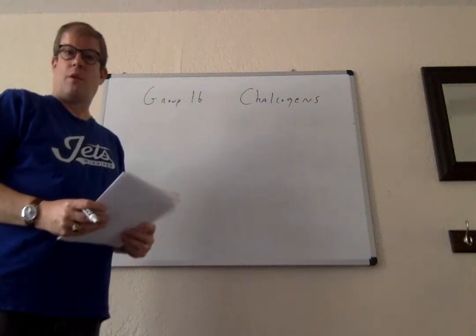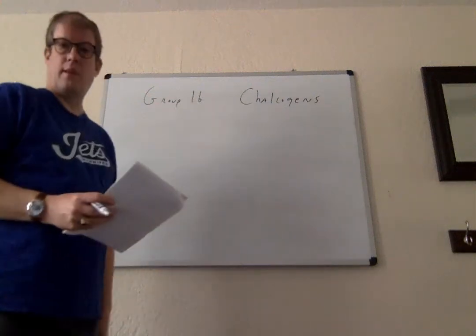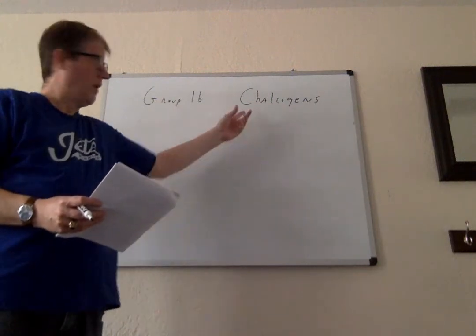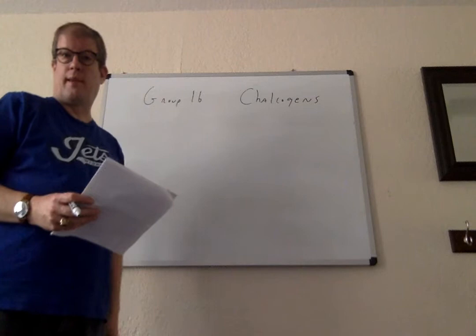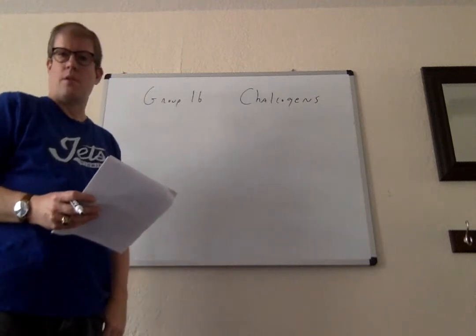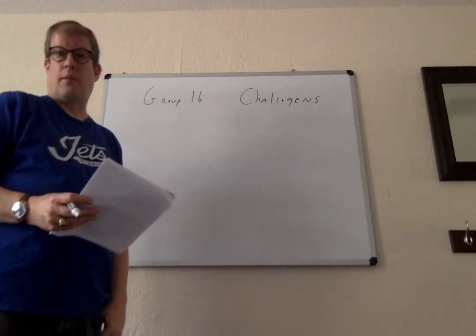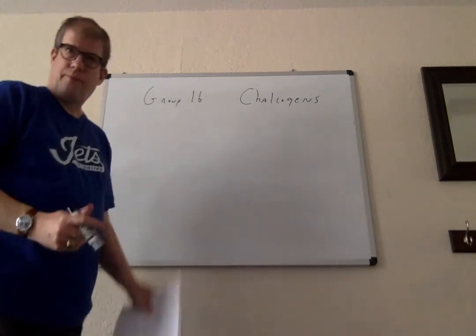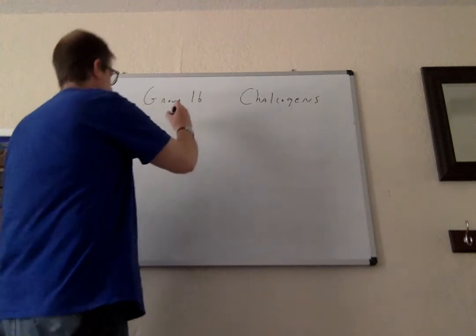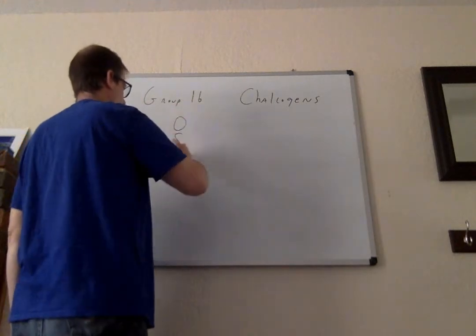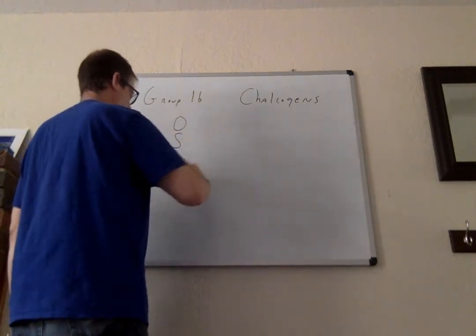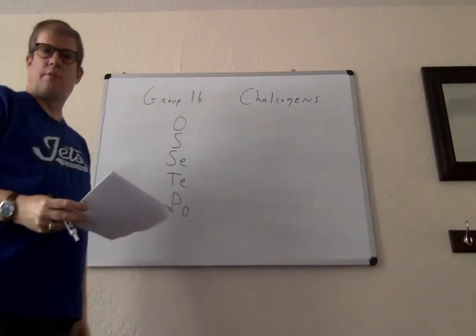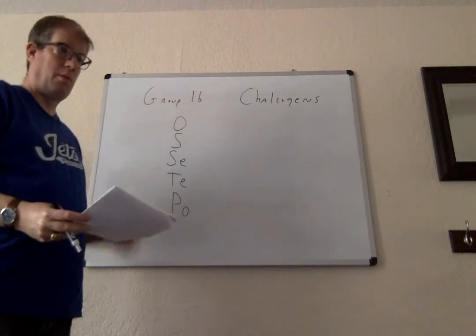So, welcome to the virtual lecture on Group 16, the chalcogens. Again, that name is a little more common than pnictogens, which we use for Group 15, but less common than, of course, halogens, which are Group 17. And so, the list of elements are these: oxygen, sulfur, selenium, tellurium, polonium.